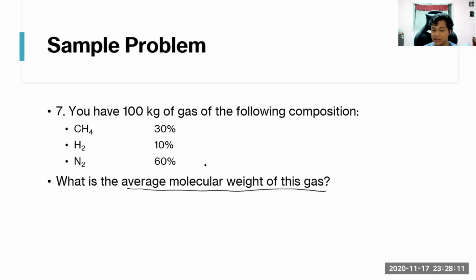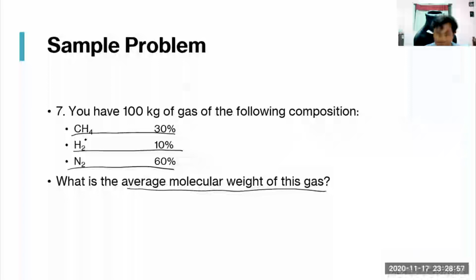So I have told you earlier, if you are given this, you have to get its molar basis. These are gases, right? So you can't weigh gases. That's why you go with the moles of gases as the basis of your calculations. So we'll now use the molar basis here. It's actually pretty simple.